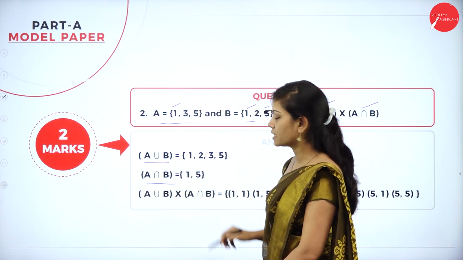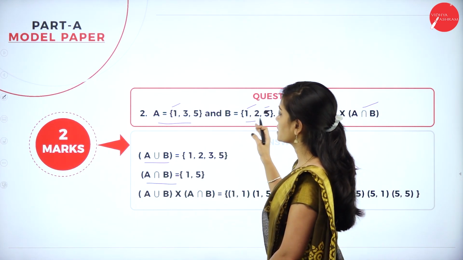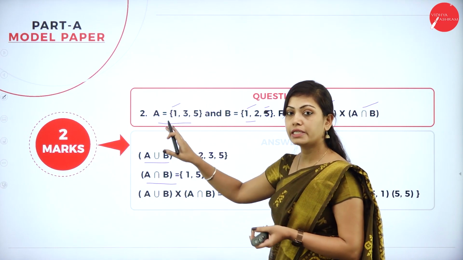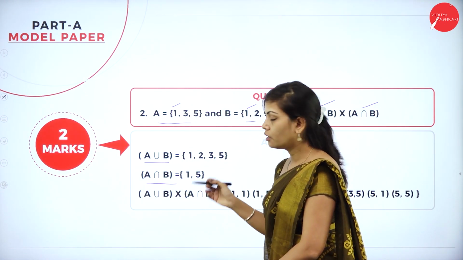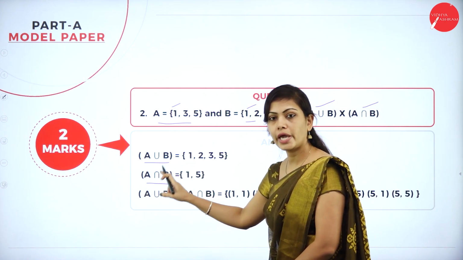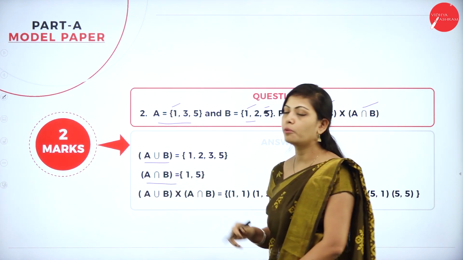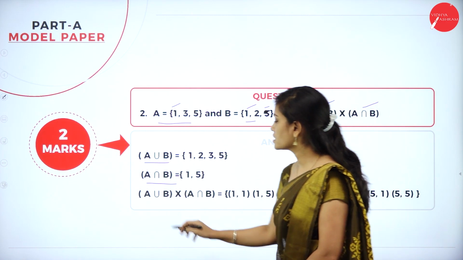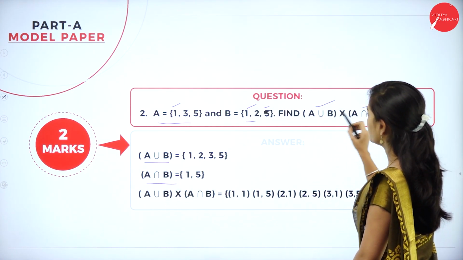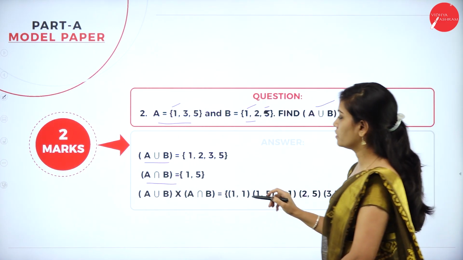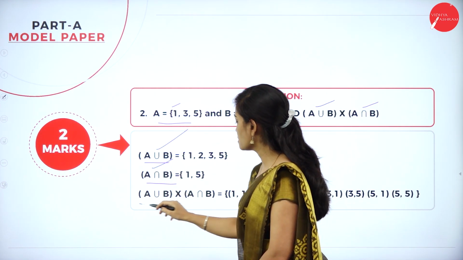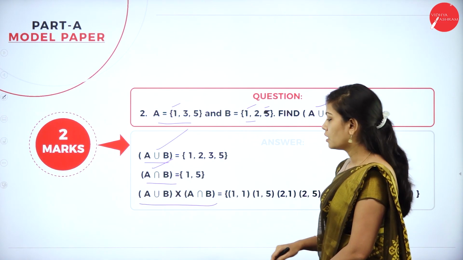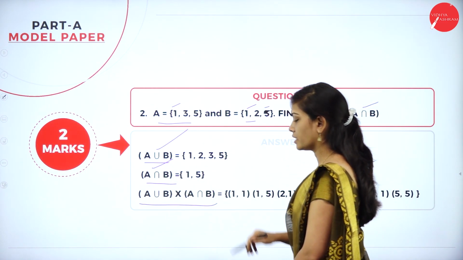And next is A intersection B. What is A intersection B? It is what is common to both set A and set B. So 1 and 5 are common to both set A and set B. So A intersection B is equal to {1, 5}. And the question is A union B into A intersection B. So first find out A union B and A intersection B.